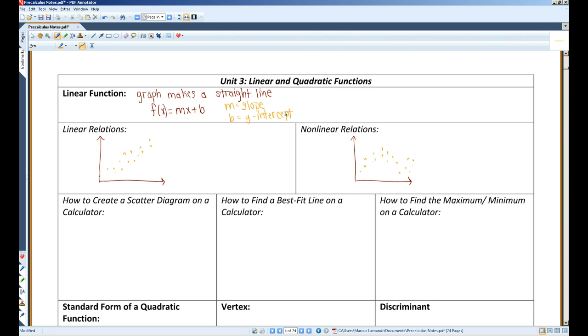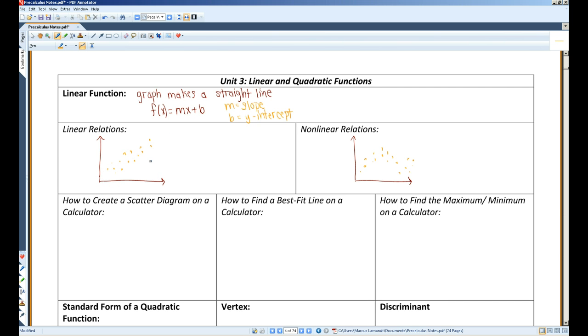Frequently, especially when you're dealing with real-life situations, you will not get a function that develops a perfectly straight line. As you guys can see here, this function does not follow a perfect linear relation. However, the data does exhibit a linear pattern.